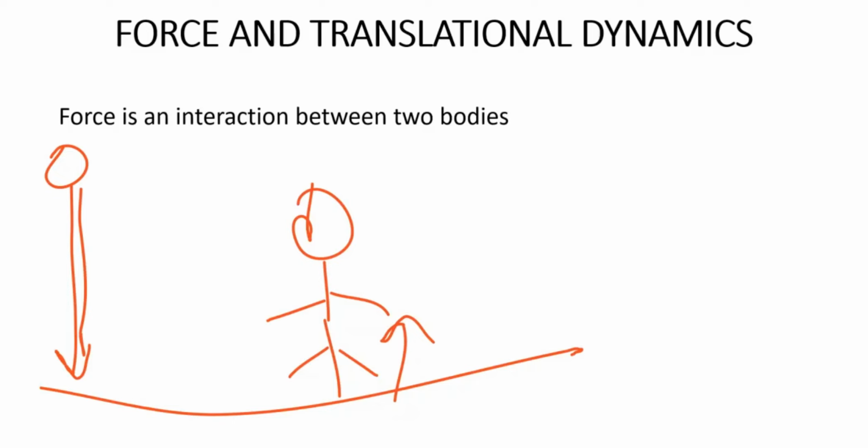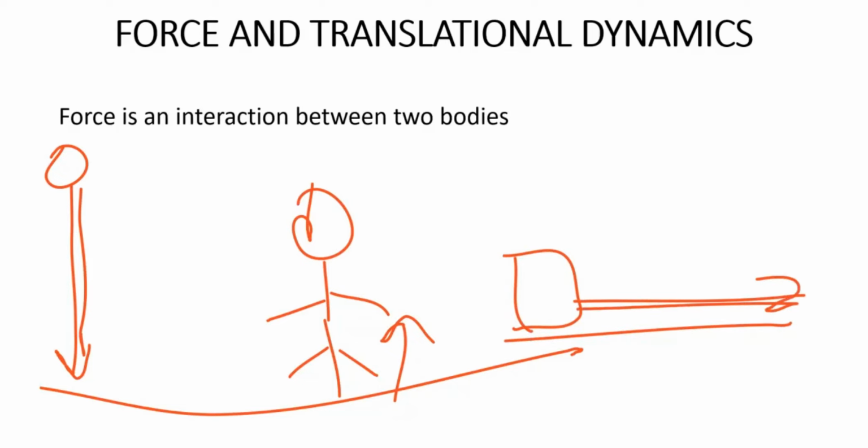When you slide a crate across the ground, the ground exerts a frictional force. This is the force of friction against the crate from the ground.